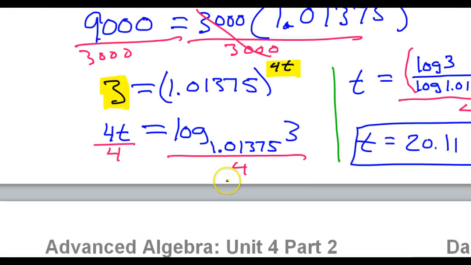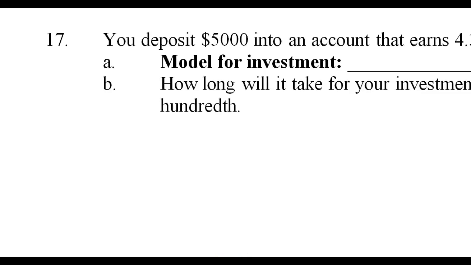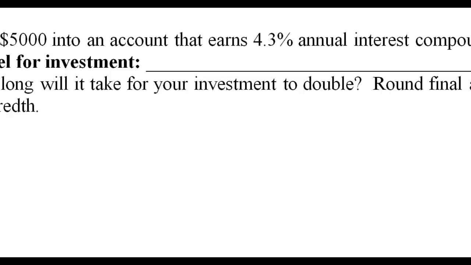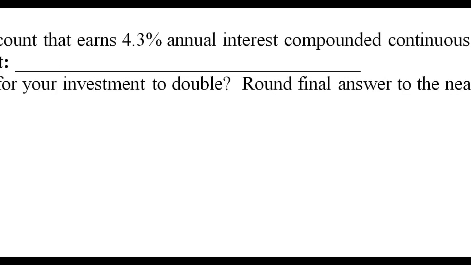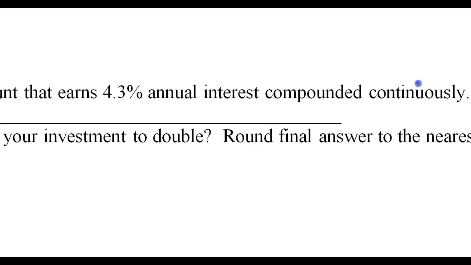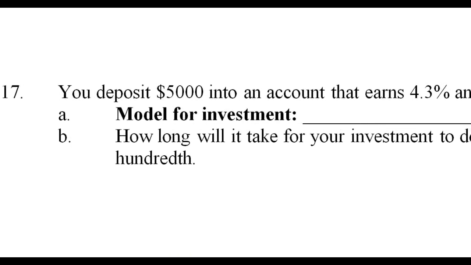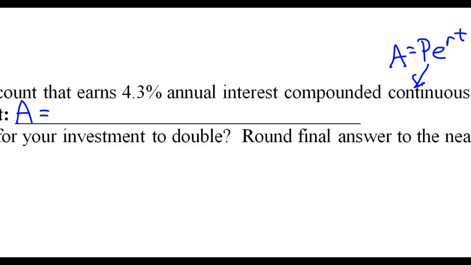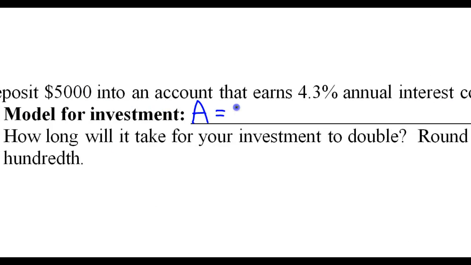Alright, let's move on. Number 17. You deposit $5,000 into an account that earns 4.3% interest compounded continuously. As soon as you see continuously, you know we're using the PERT formula. So as far as the model for the investment, the amount we will have at some time later is equal to P, the principal, that's your initial amount, your $5,000.